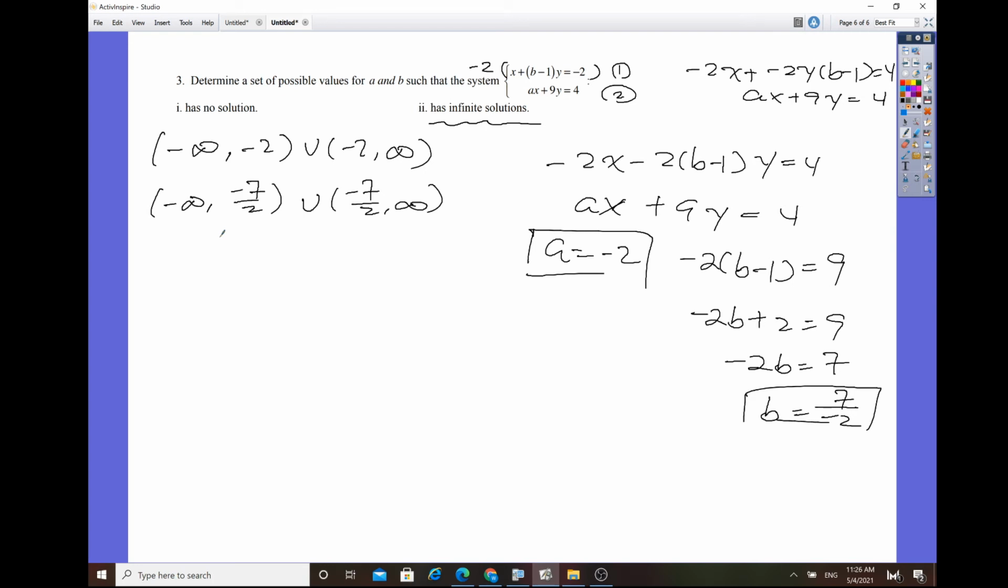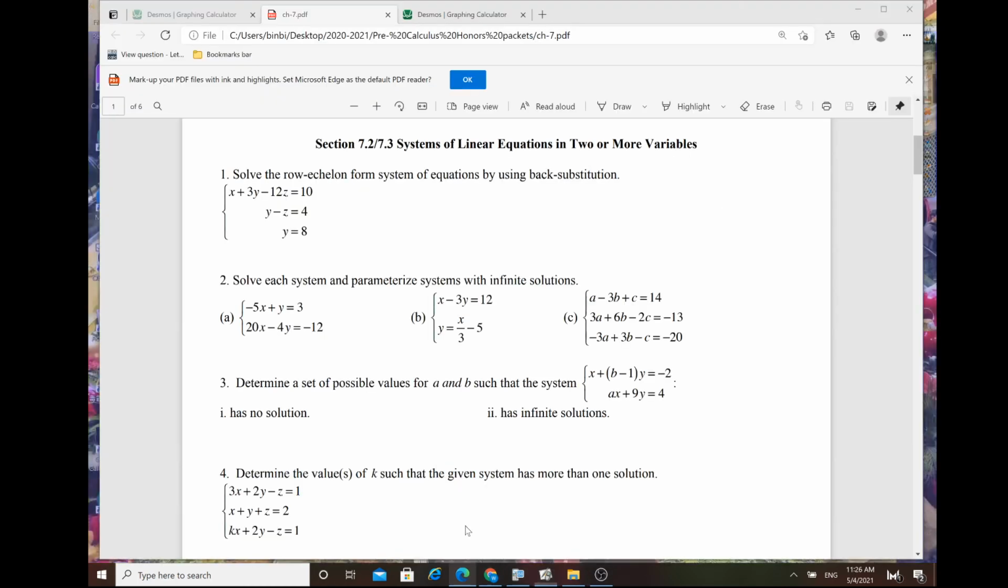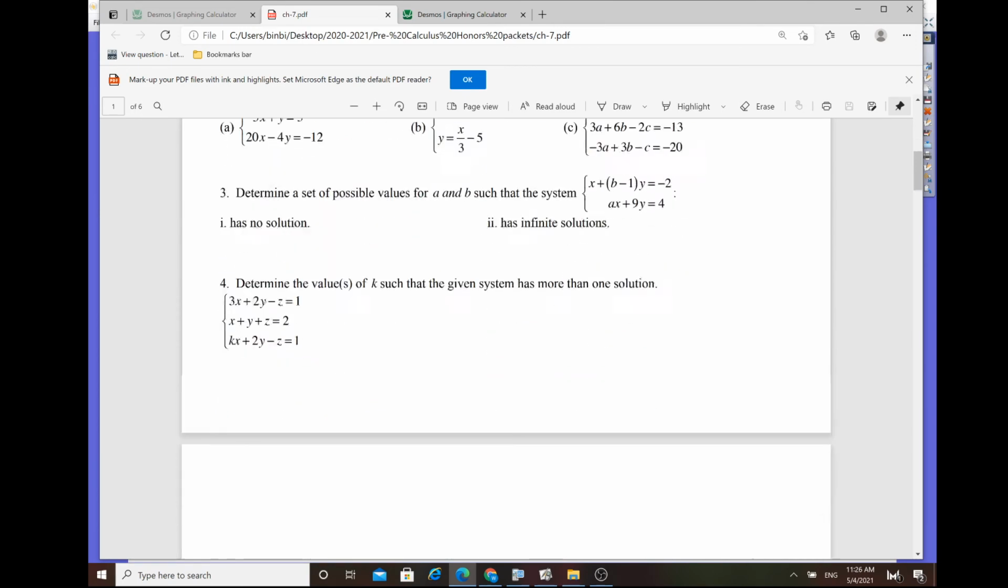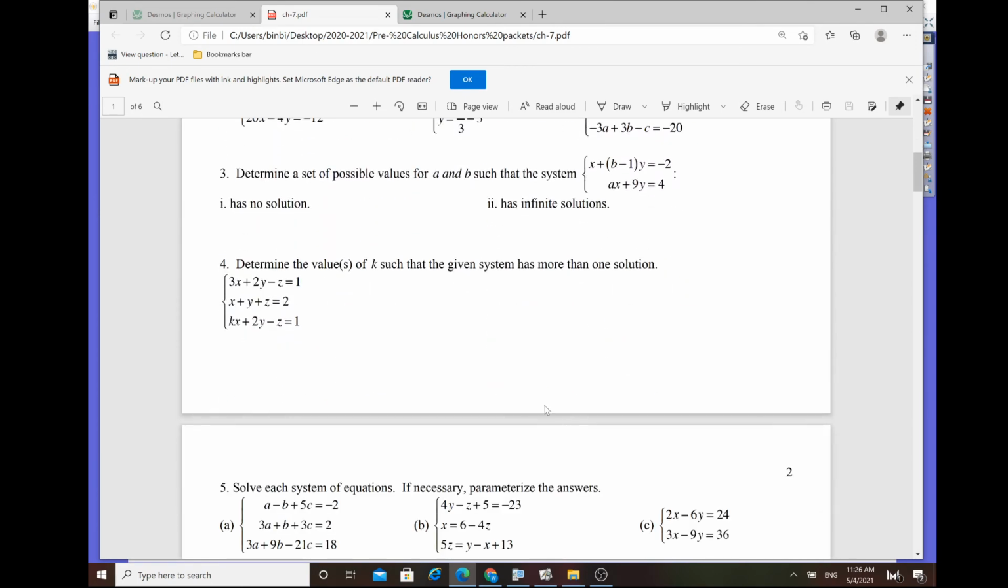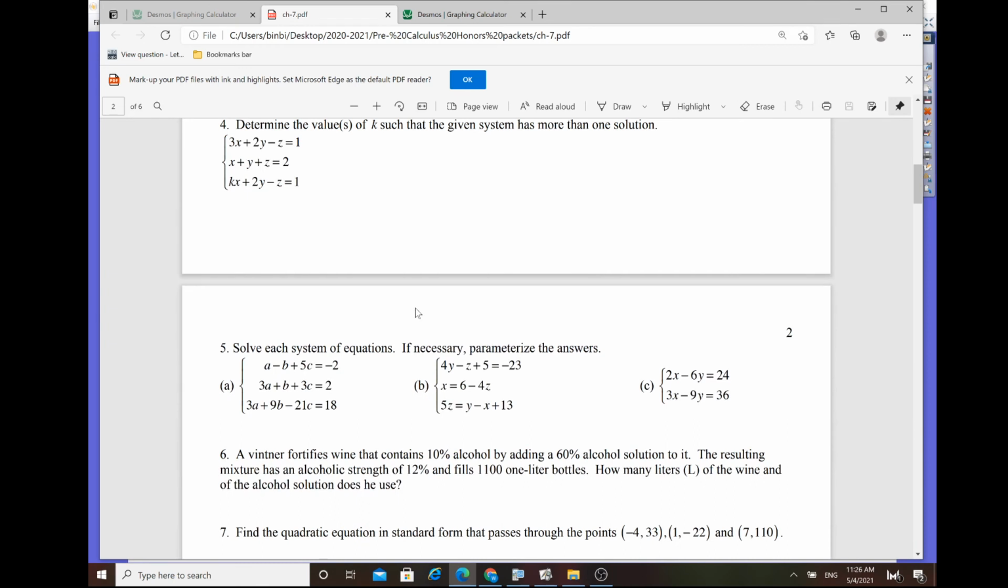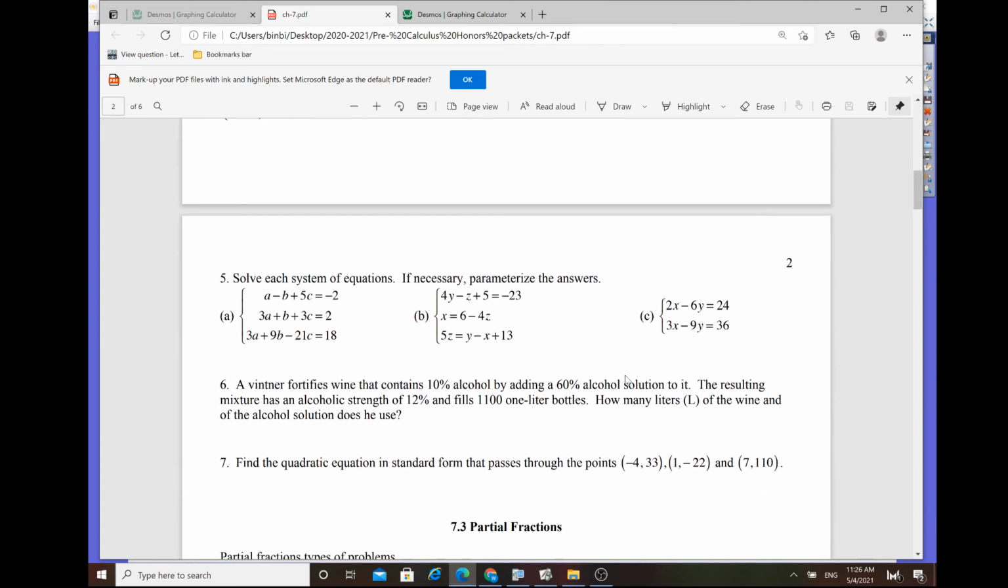Okay, so now let's see what else we have. Going back to this page, the other one is quite similar. To find the possible values of k, solve the system using elimination or substitution. If necessary, parameterize the answer, using that t.